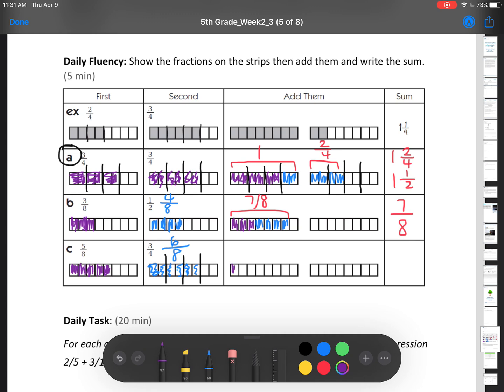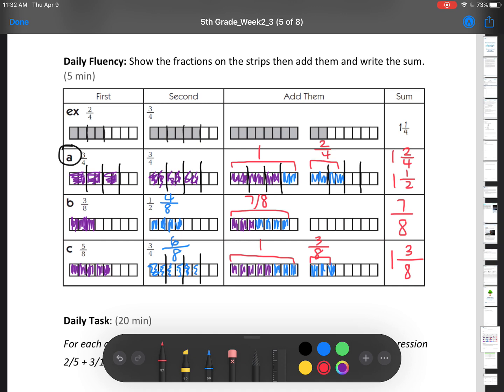So now this is going to help me when I put these two together because I'm going to start with my 5/8. 1, 2, 3, 4, 5. And now I'm going to shade in my 6/8, which is 3/4. So I'm going to shade in 1, 2, 3, 4, 5, 6. All right. Now together, again, this is going to give me 1 whole and 1, 2, 3, 3/8. All right. 1 whole and 3/8.